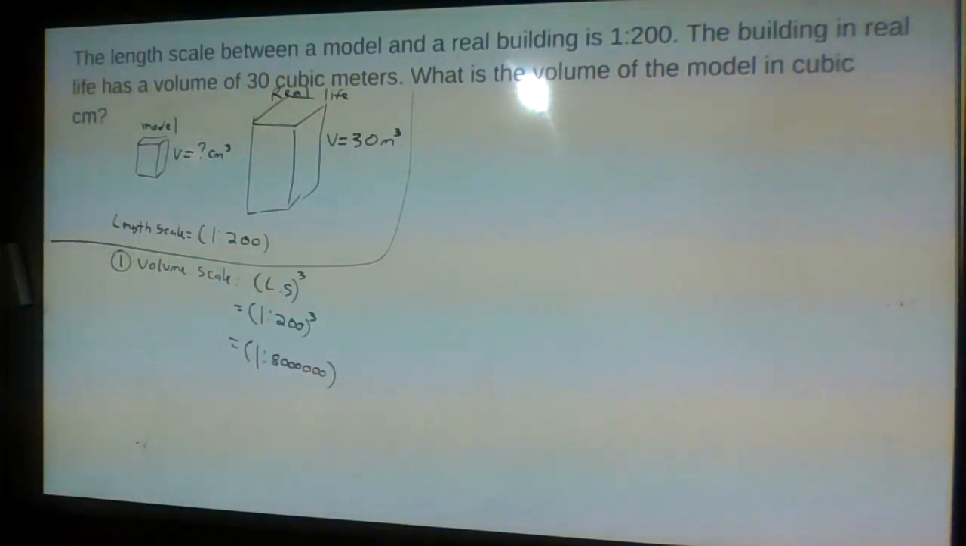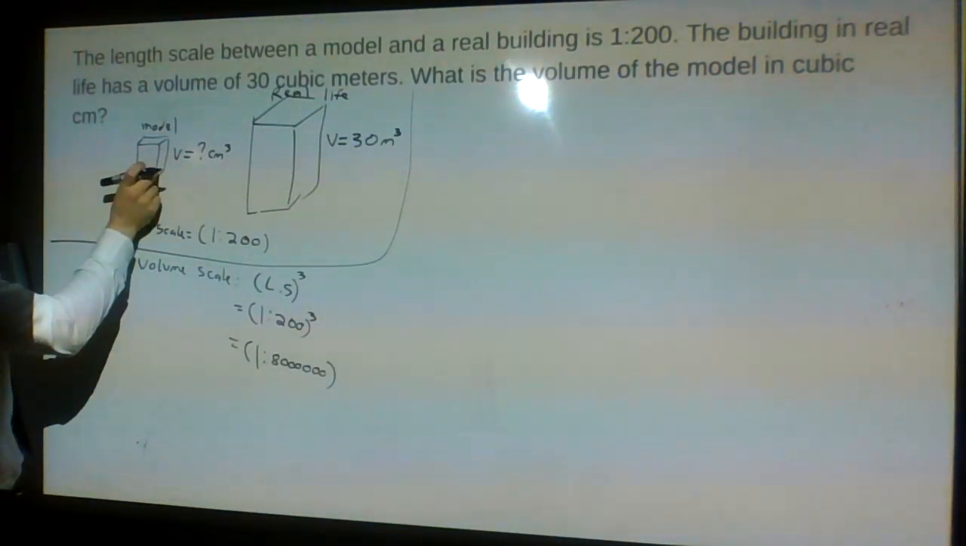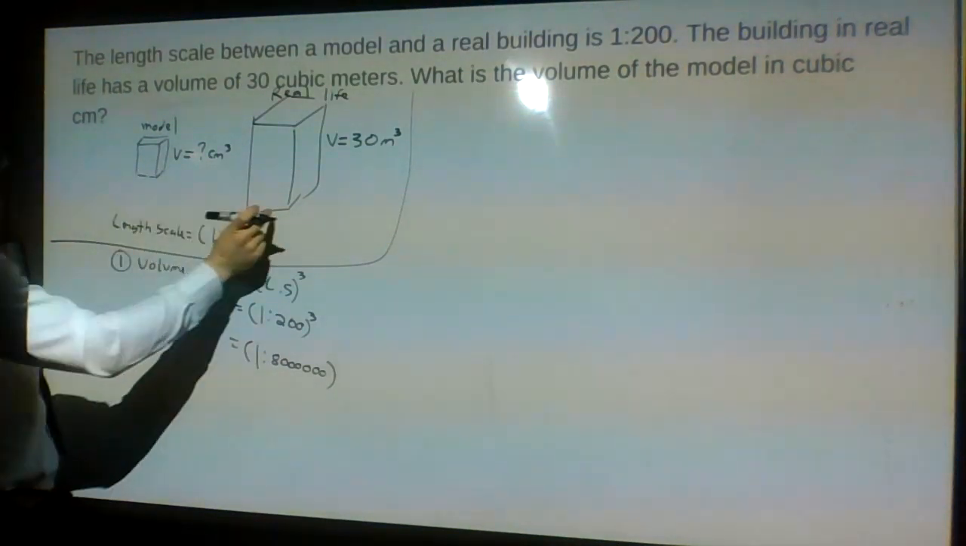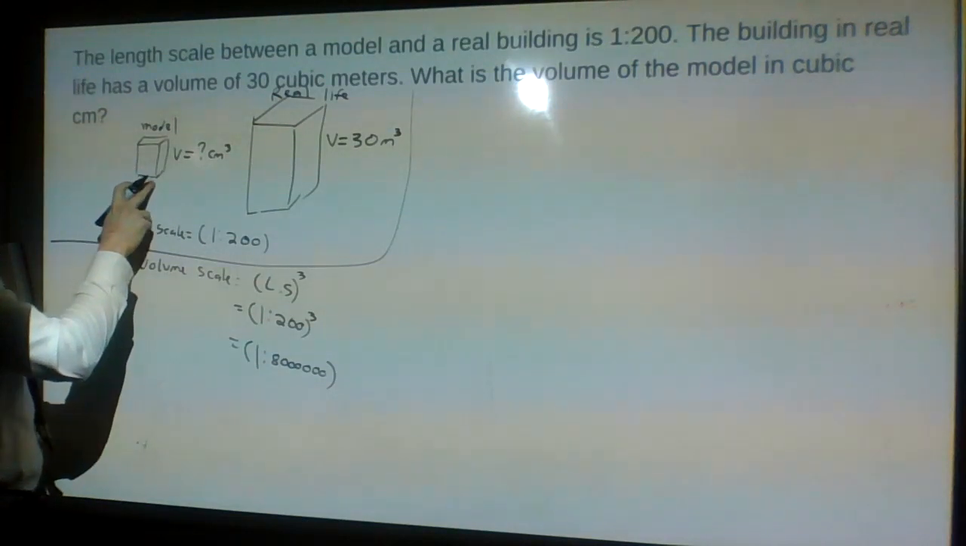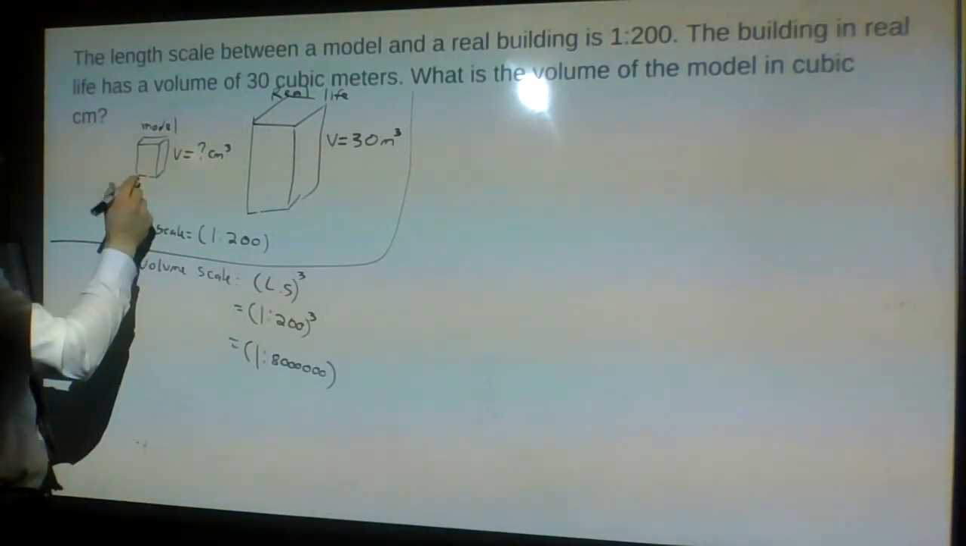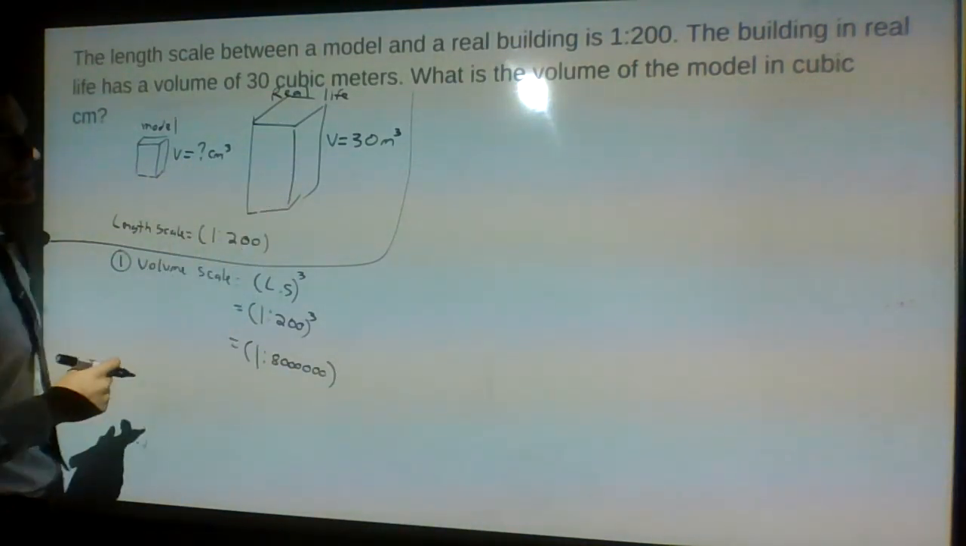I'm going to cheat a little bit and check on the calculator just to make sure. 200 to the power of 3 gives me 8 million. Yes, it is 8 million. So what this is communicating to me is that if I have one little unit of volume over here, it's going to be 8 million cubic units over here. So let's say I have 1 cubic centimeter in this drawing. That would actually be 8 million cubic centimeters over here.